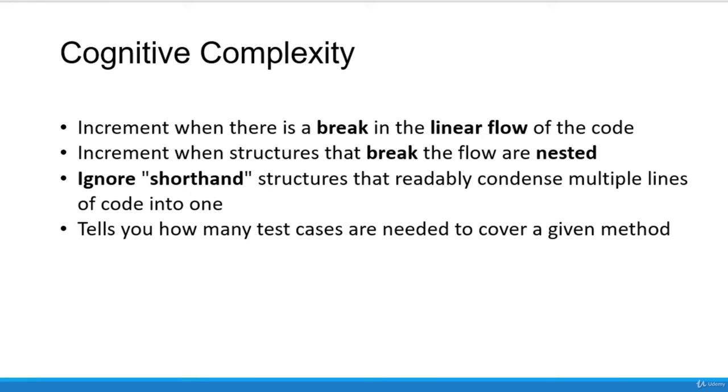Basically, the factor keeps getting increased based on the higher number of inner structures. The nested structures will have incremental value growth, and whenever there is a break in the linear flow of the code, it's going to increment the cognitive value. As well, it's going to ignore shorthand structures or easier-to-understand structures and not add a cognitive number.